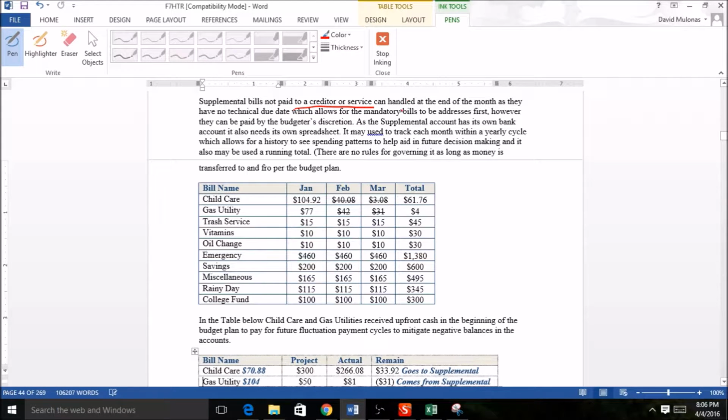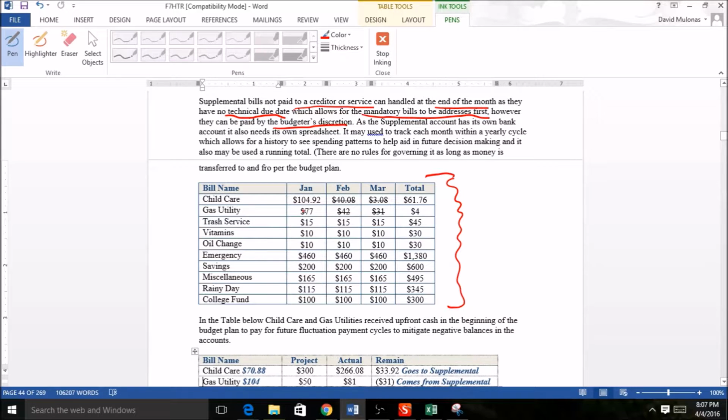The important thing to remember about the supplemental account is that it's not being paid to a creditor or service, meaning any of the bills in the supplemental account can be handled at the end of the month because they don't have a technical due date. That allows for the mandatory bills to be addressed first. Those are the bills we know are coming out, such as a car payment. So you get a budgeter's discretion, if you will, and that creates cash flow ability. Knowing that the mandatory bills are covered first, you can worry about these at the end. So what we have right here is a sample supplemental account.